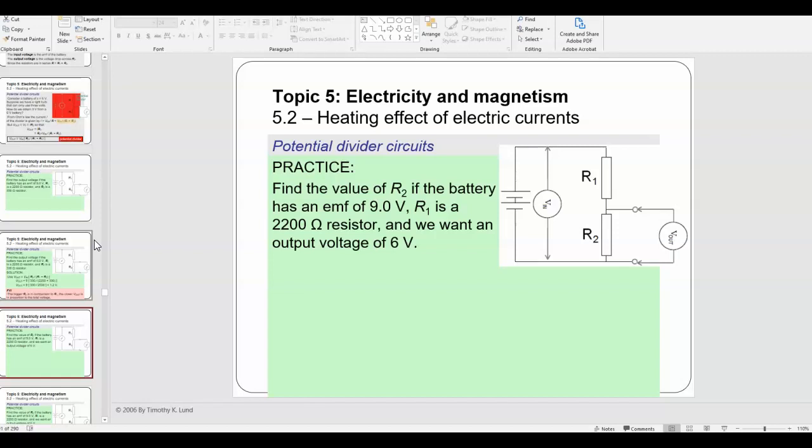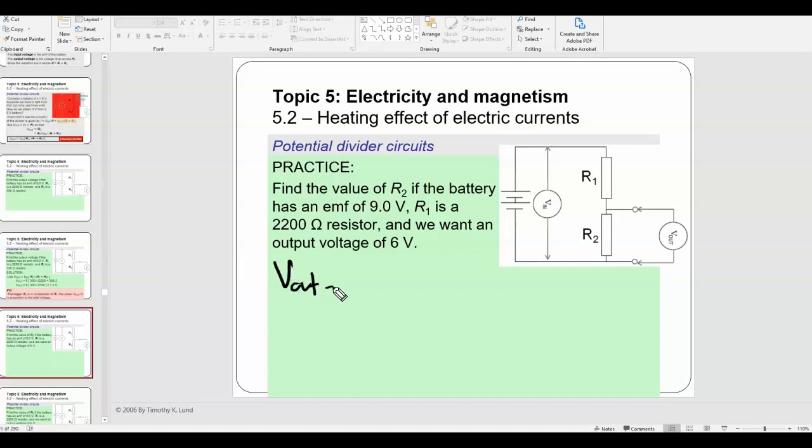And again, why would we need to do this? Well, let's say we have a device that requires 6 volts, okay, but we only have 9 volts to give. We need a way to divide that. All right, so if you happen to remember the voltage divider equation, that's helpful.